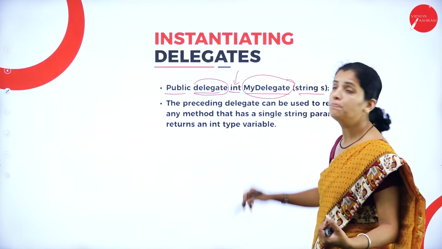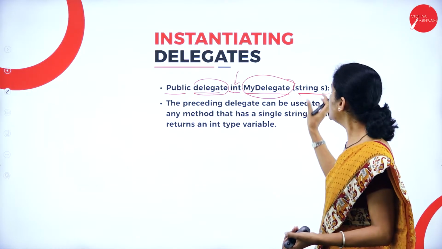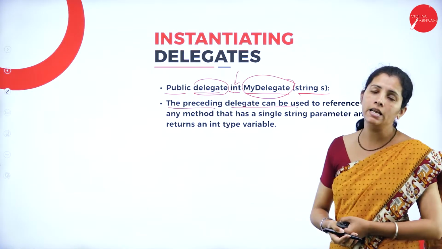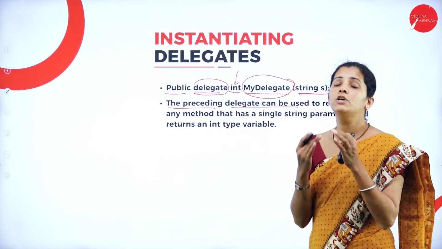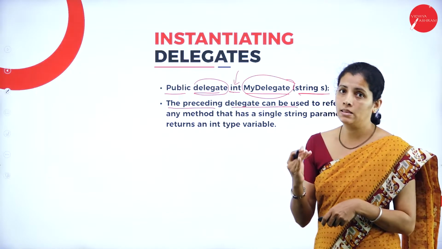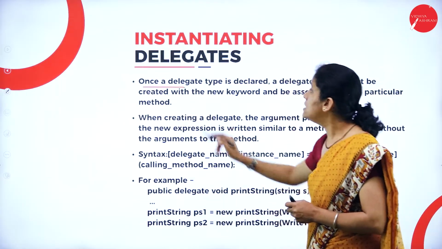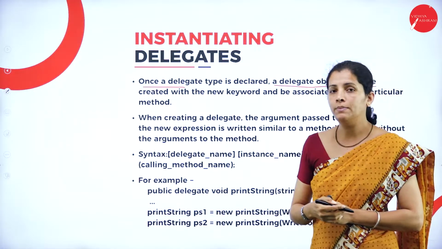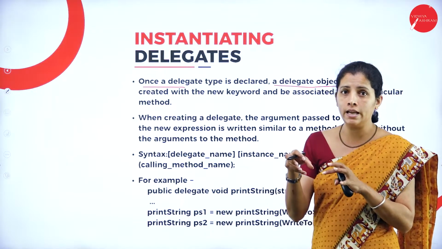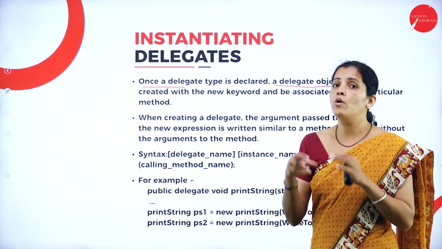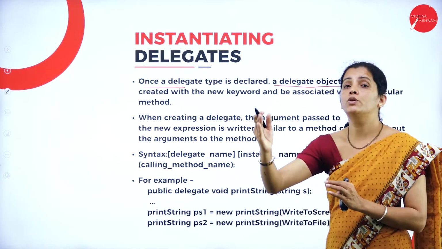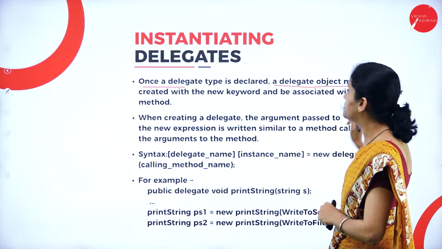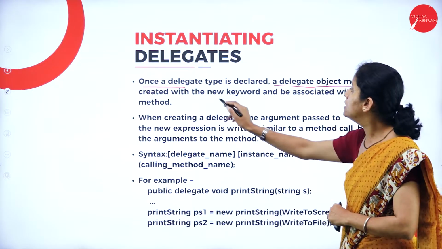And I'm going to specify the delegate name. Along with that, I have the parameters. So the delegate can be used to reference any method. So this delegate is mainly used to refer to any method. Now see here, once a delegate type is declared, a delegate object must be created. That means once I define the type of delegate, I want to define the object in which I'm going to create the reference. So once a delegate type is created, a delegate object must be created with the new keyword.